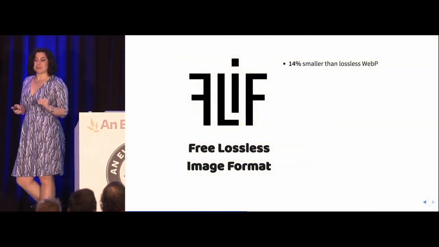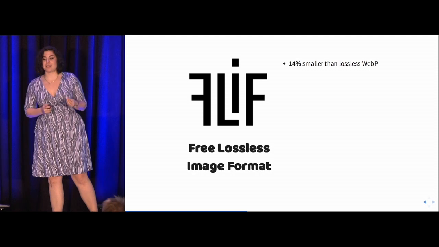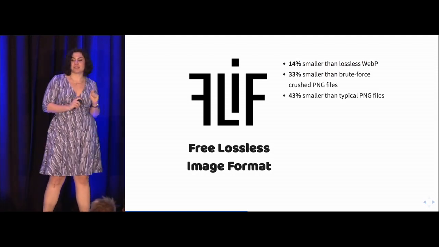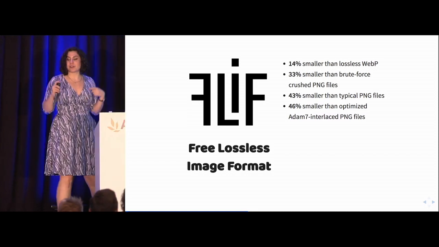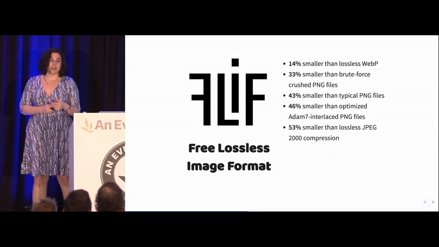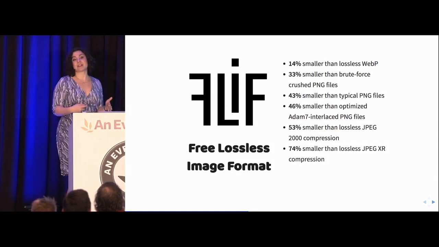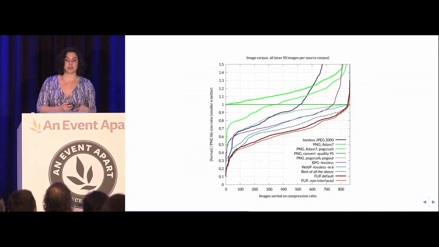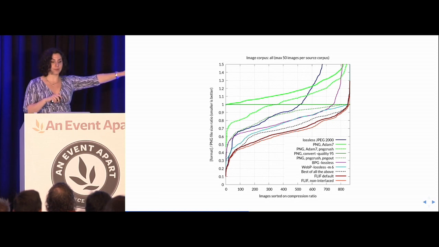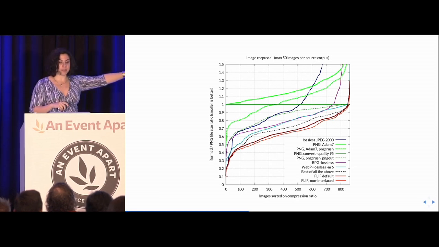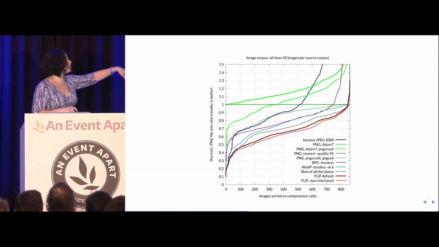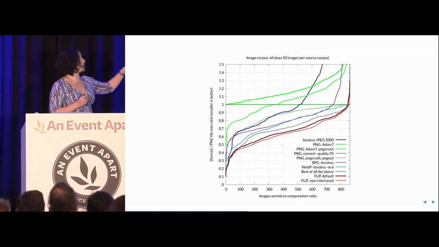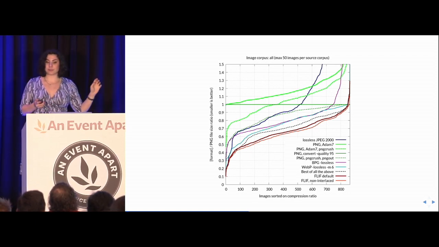FLIF claims to be 14% smaller than lossless WebP, 33% smaller than brute force crushed PNG files, and 43% smaller than typical PNG files. On their website, they also have a study of images where they compare FLIF to other formats. Here, the red and brown are the FLIF format, compared to PNGs in green and JPEG 2000s in blue. The compression is smaller, and this is on different compression ratios also, so there is a curve there.